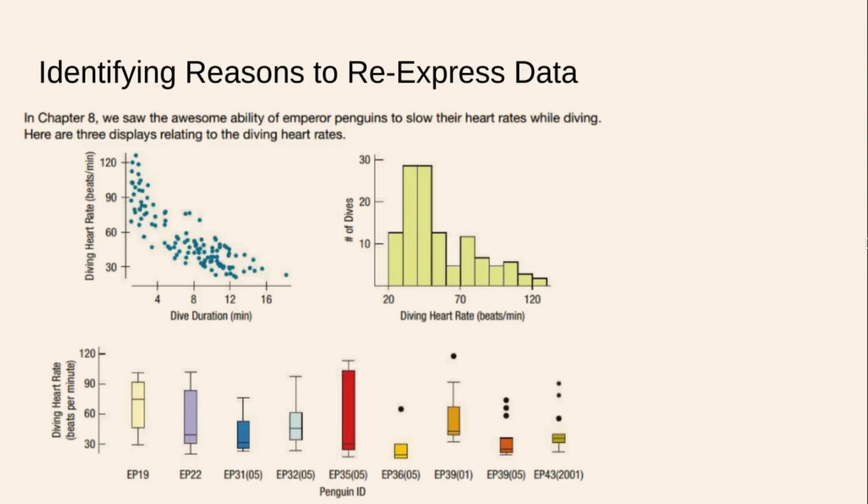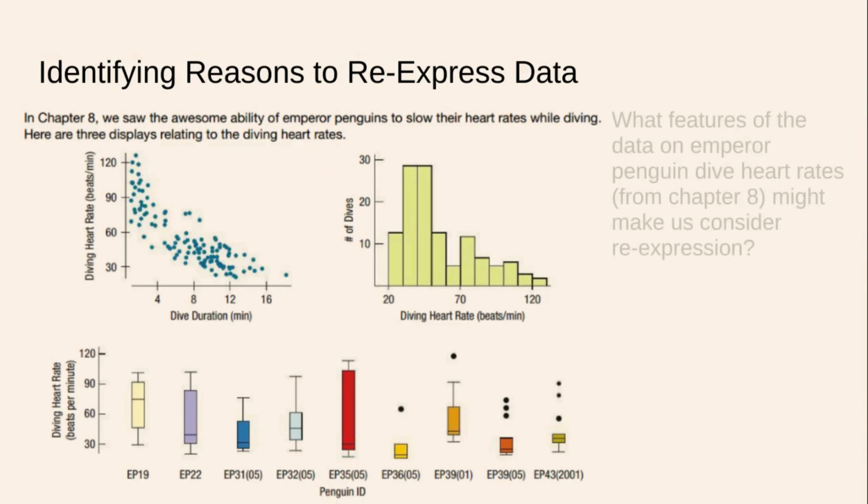So we're going to identify some reasons to re-express data given a couple of data displays. In Chapter 8, we saw the ability of emperor penguins to slow their heart rates while diving. Here are 3 displays related to those diving heart rates. We got ourselves a scatter plot, a histogram, and a bunch of box plots. So what features of the data on emperor penguin dive heart rates from Chapter 8 might make us consider re-expressing the data? Take a moment, think about it, and unpause the video when you are done.